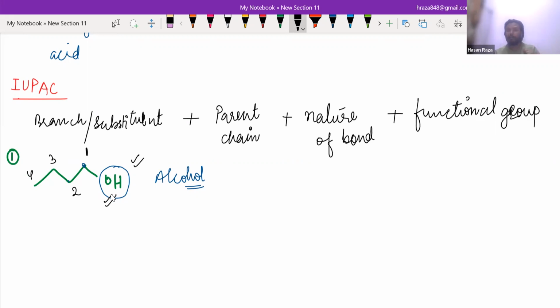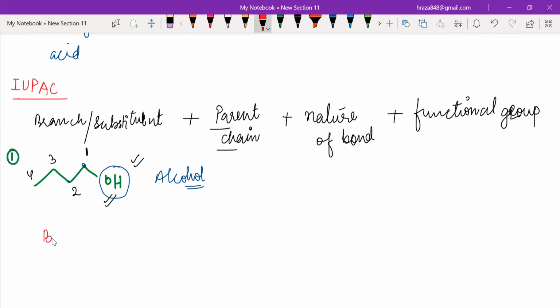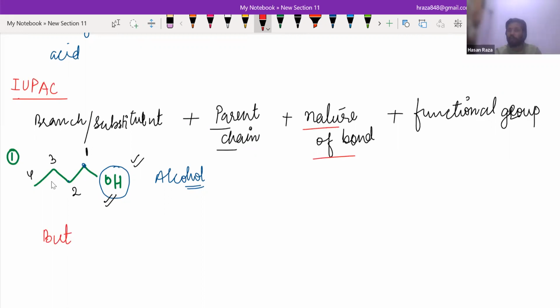So when you are done with the numbering correctly, then you start writing the name. Then search for the substituent or branch. There is no branch, then directly jump to the parent chain. So how many carbons are in the parent chain? 4 carbons. That means "but". First you are going to write "but", and then check the nature of the bond. Nature of bond is what? Single. That means alkane. So the name will be butane.